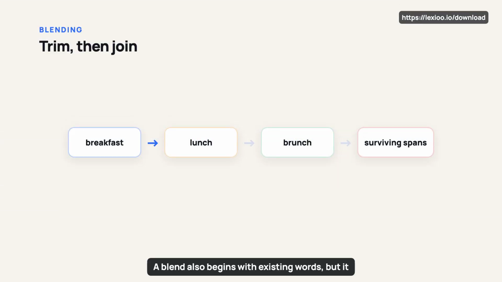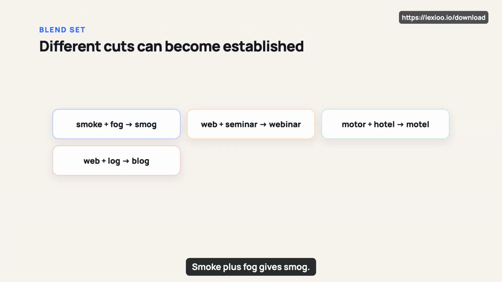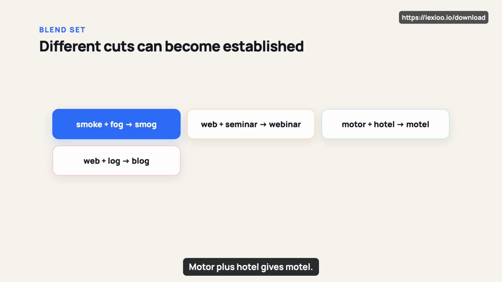A blend also begins with existing words, but it trims them before joining. Breakfast and lunch overlap into brunch. Keep both source words visible, remove the unused letters, and watch the survivors meet. Smoke plus fog gives smog. Web plus seminar gives webinar. Motor plus hotel gives motel. Web plus log gives blog.